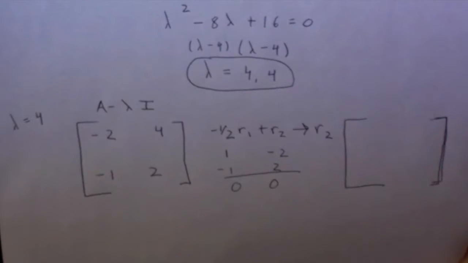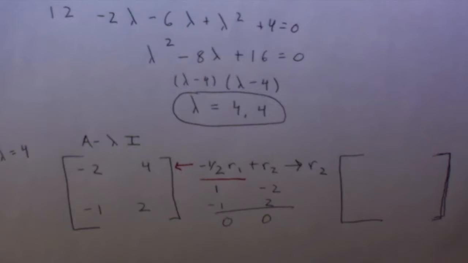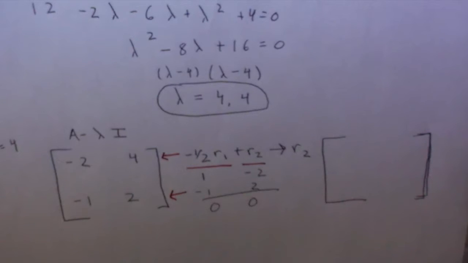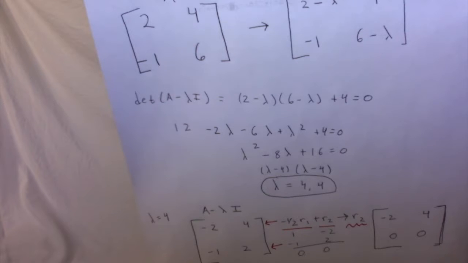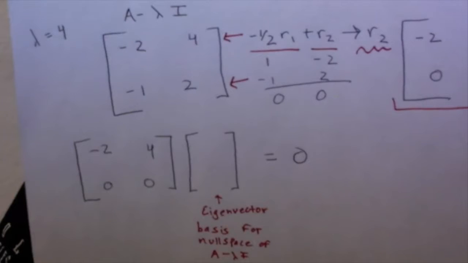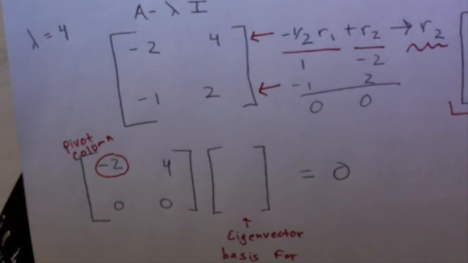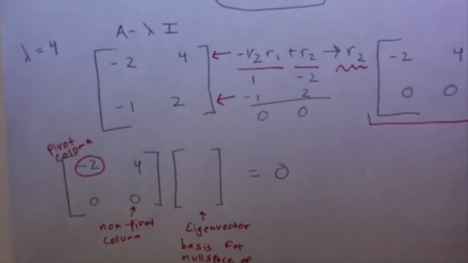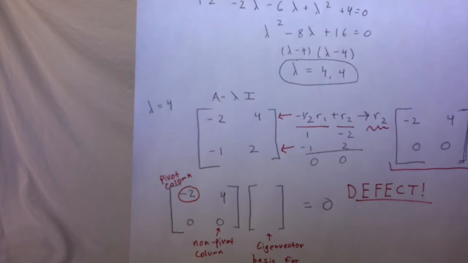You do that with negative 1/2 times row 1 plus row 2 sent to row 2, and you get zeros as all the components in your second row. This is when you notice there's a defect. You have one pivot column and one non-pivot column, which means the dimension of your null space is 1. So you're only going to get one eigenvector, even though you have two eigenvalues.